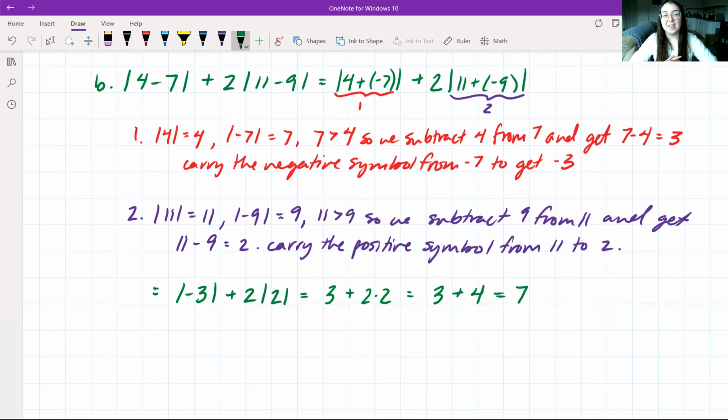So all right, that concludes our combined sections of section 1.4 and section 1.5. So moving on, next time we'll be doing section 1.6.